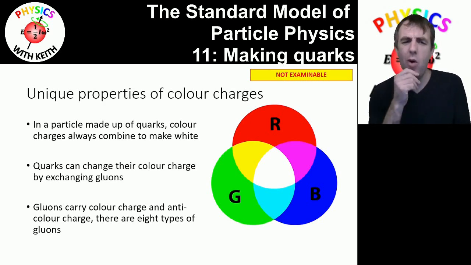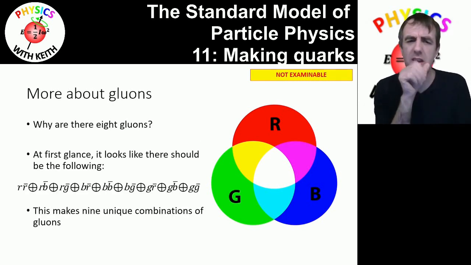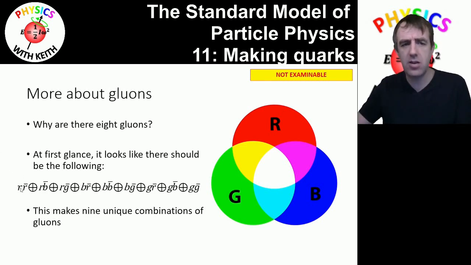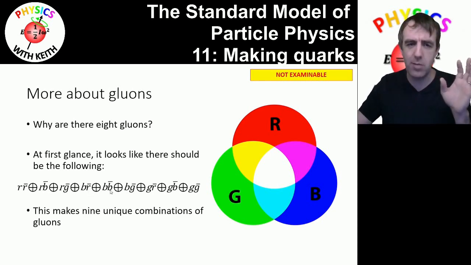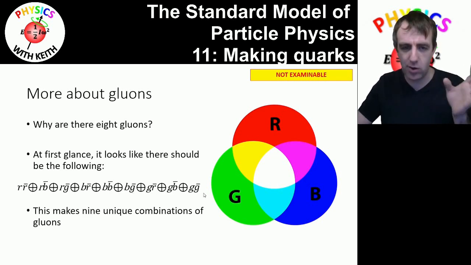So that's why it seems a bit odd that there are 8 types of gluon. On the face of it, it looks like there should be 9 types of gluon. You could have a red anti-red gluon, a red anti-blue gluon, a red anti-green gluon, and then you could have a blue anti-red gluon, a blue anti-blue gluon, a blue anti-green gluon, and so on.